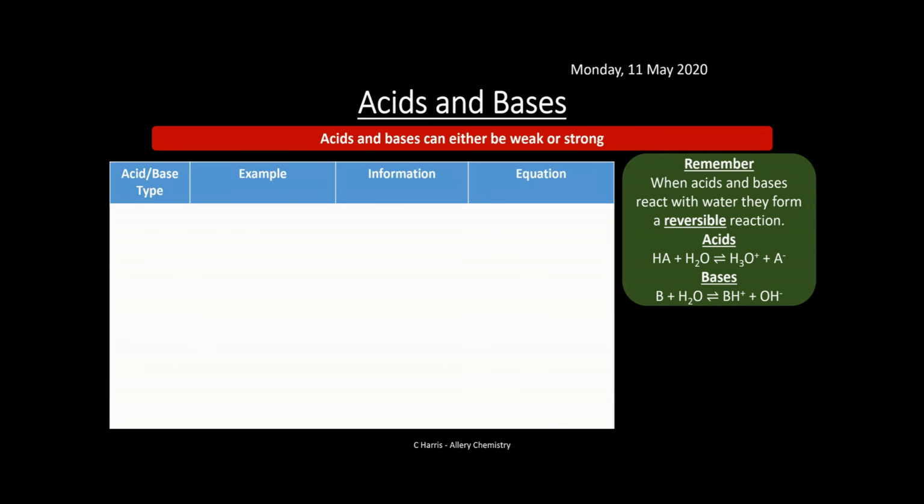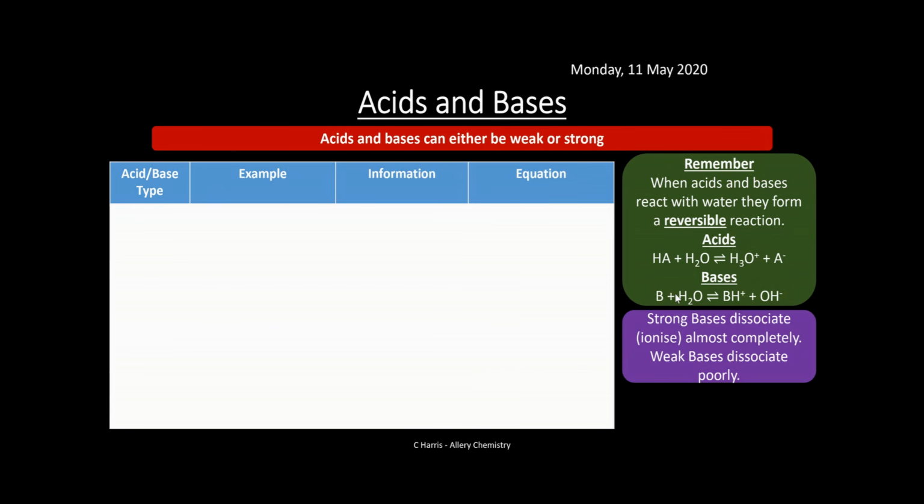Just as we've seen before, acids form H3O+, that's your hydroxonium ion, or hydronium ion, which is produced. Bases produce your OH- ions, and that's what makes it basic. Remember, bases are symbolized with a B.